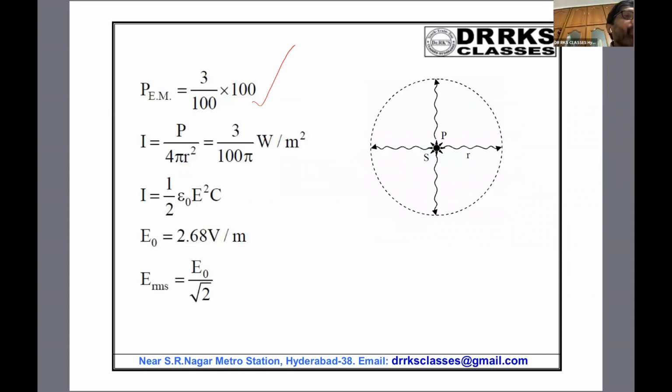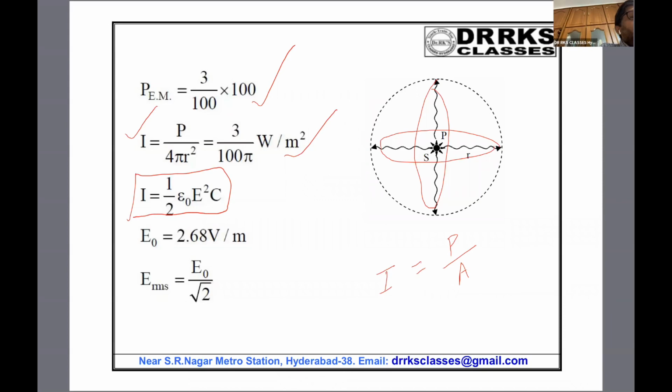Then we know intensity I. How did you define intensity? The amount of energy emitted per unit time, divided by the area. In this case, the area through which these waves are propagating is spherical, so 4 pi r square. So you will get the intensity. Then we know that the intensity of the wave is half epsilon naught E naught square into c. Once you know the peak value E naught, we can find E RMS, which is E naught by root 2. So apply this concept. In case of a point source, intensity varies as 1 by r square.